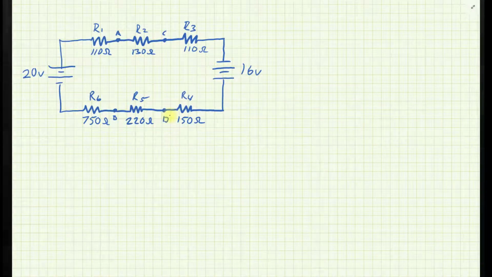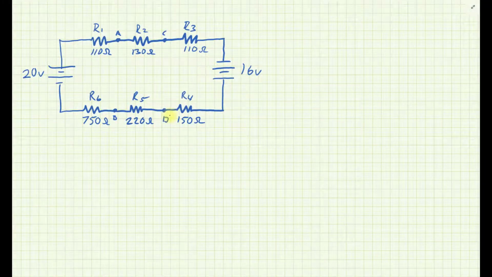Alright, so I've redrawn my circuit. I've decided to ignore the capacitor and the diode in order to analyze what the conditions of the circuit are providing as far as voltage between points A and B and between points C and D.